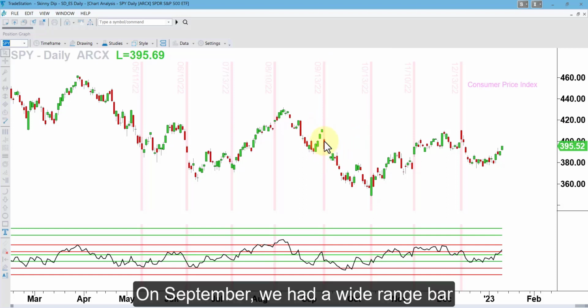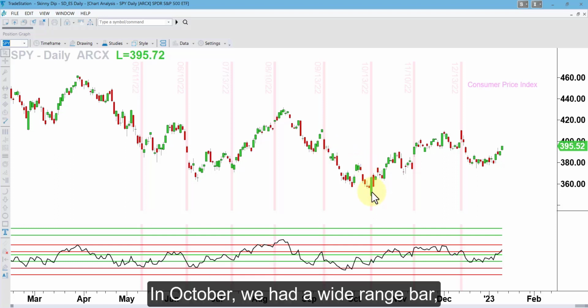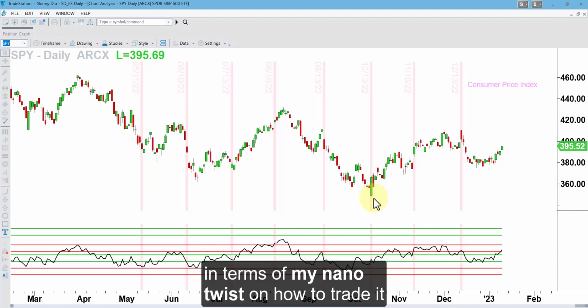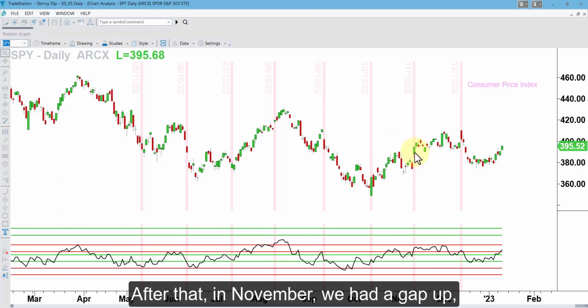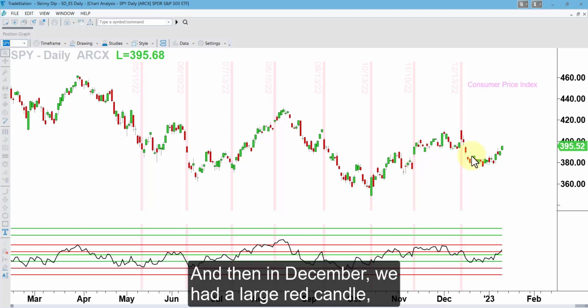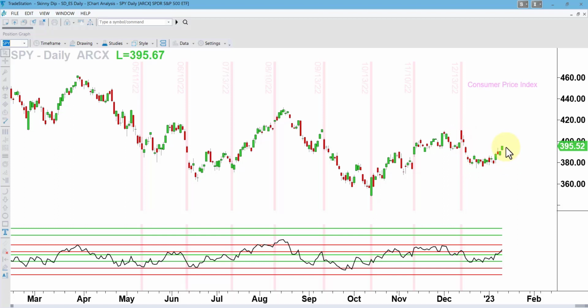In September, we had a wide range bar, and it happened to fuel a trend to the downside. In October, we had a wide range bar, which in fact was an outside bar candle. This is something I dig into deep in terms of my nano twist to how to trade it in my Gann candlesticks trading system. After that, in November, we had a gap up, and again, a good size range day. And then in December, we had a large red candle, fell and consolidated for weeks before starting to resume higher.